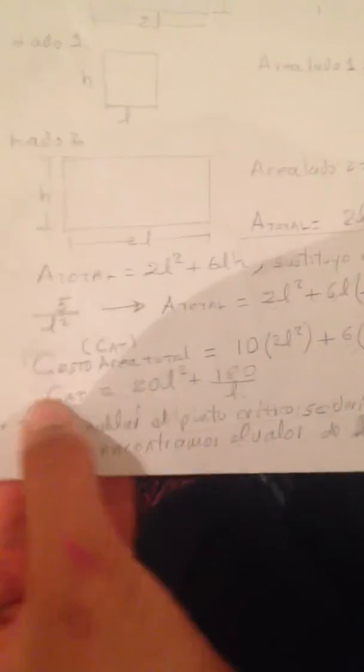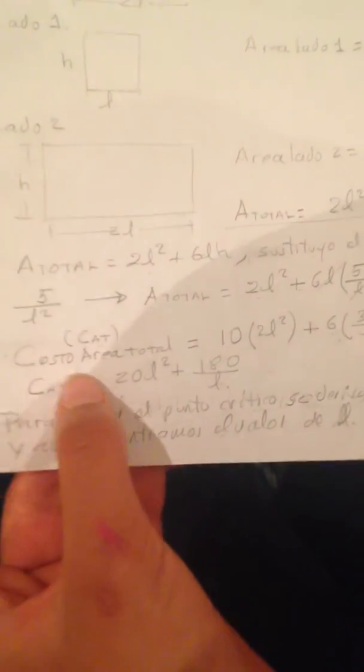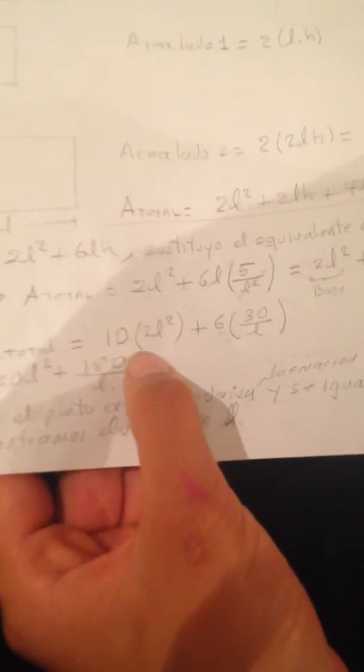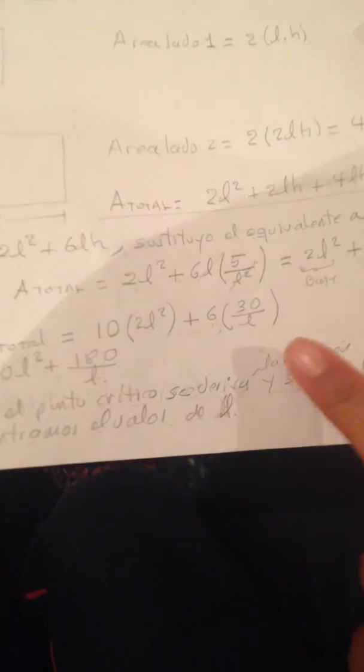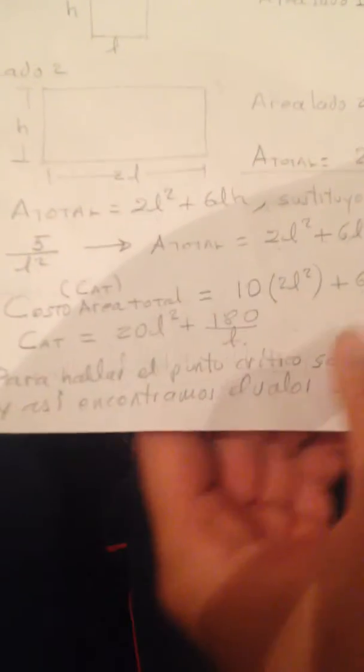We have to replace the equivalent for H in the equation for the total area, and this is the result of this equation. This is the cost of the total area, that is 10 times 2L squared plus 6 times 30L. And let's simplify and add the equations, and this is the result.